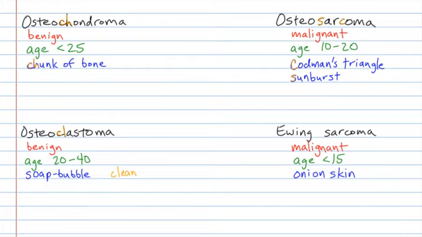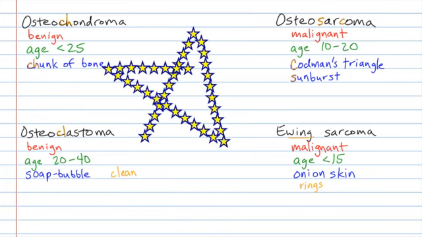So the soap bubble appearance is seen in osteoclastoma. And then for Ewing sarcoma, some students like to think about eating chicken wings and onion rings, which is a pretty good mnemonic, but it also makes me hungry. All right, very good job on these. And as your reward today, I'm going to give you a gold star made out of gold stars.